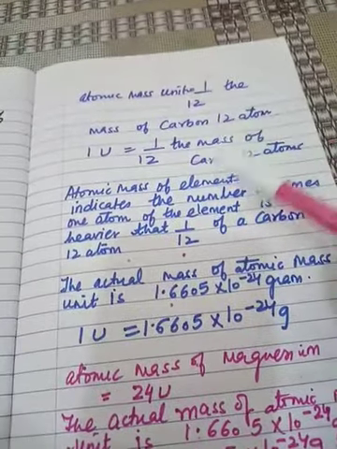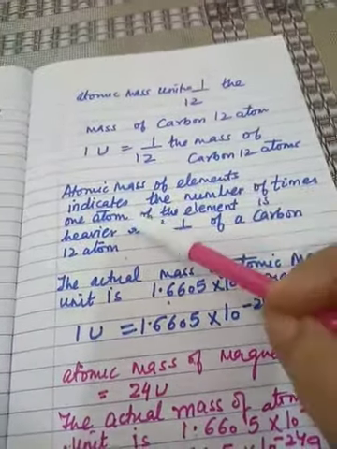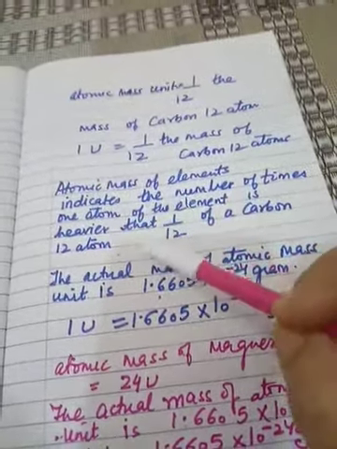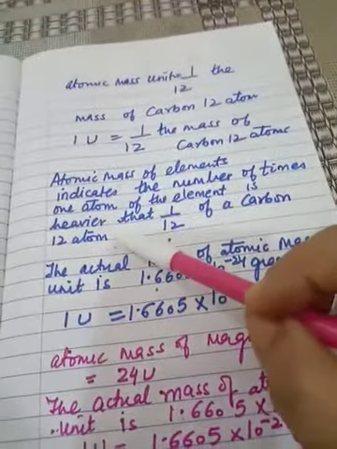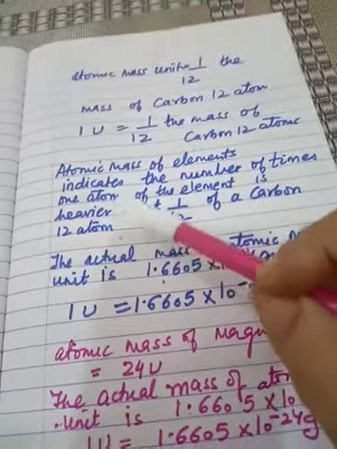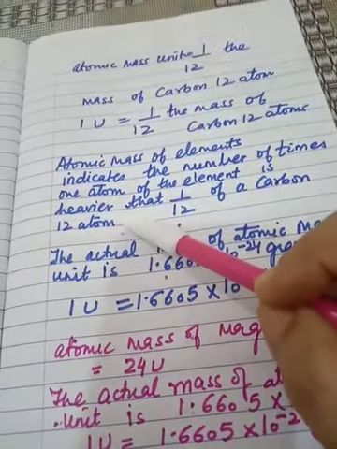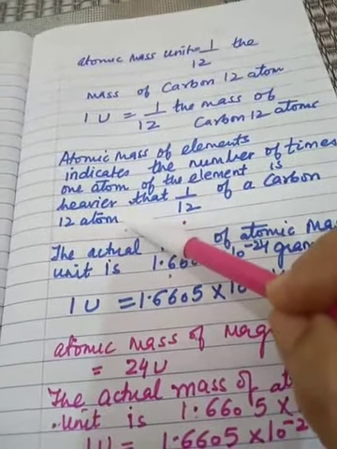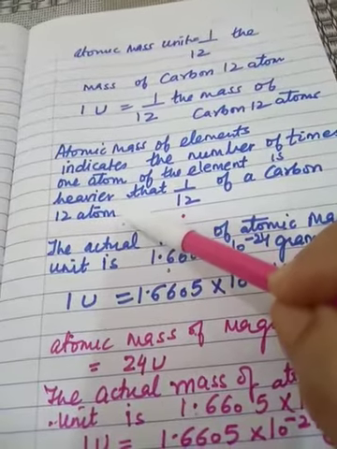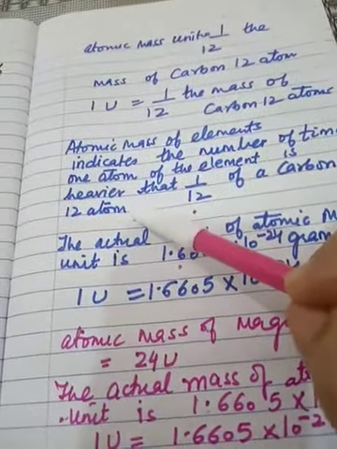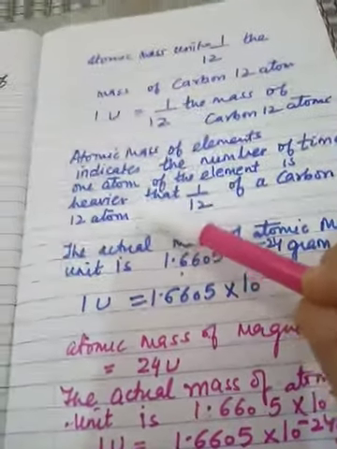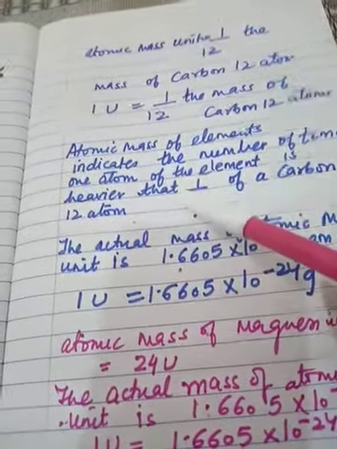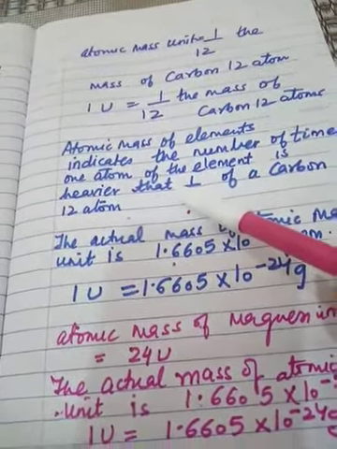We can also say that the atomic mass of an element indicates the number of times one atom of the element is heavier than 1/12 of a carbon 12 atom. Now let us take one example. Like that, we can take the example of magnesium. What is the atomic mass of magnesium? Atomic mass of magnesium is 24 U, which indicates that one atom of magnesium is 24 times heavier than 1/12 of a carbon 12 atom.